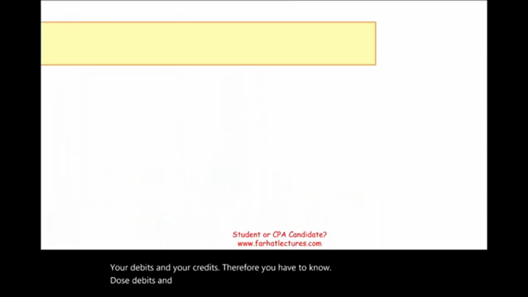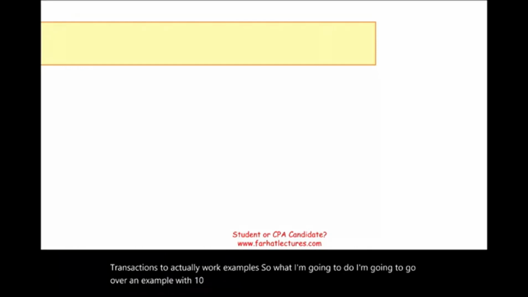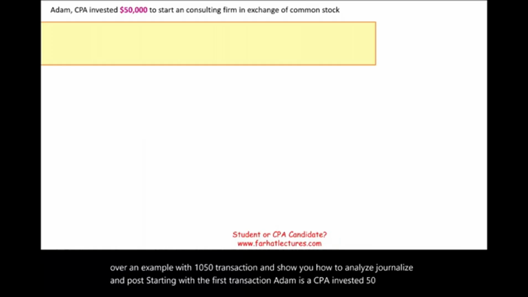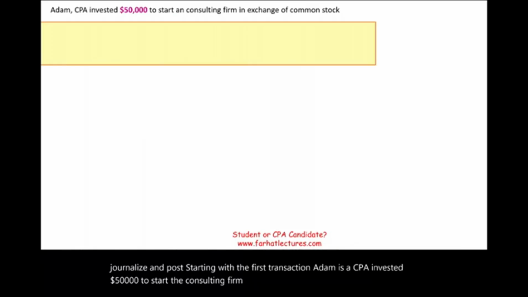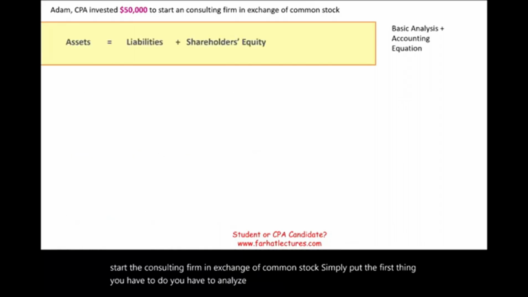Now, the best way to illustrate journalizing and analyzing transactions is to actually work examples. So I'm going to go over an example with 10 to 11 transactions and show you how to analyze, journalize, and post. Starting with the first transaction: Adam, a CPA, invested $50,000 to start a consulting firm in exchange for common stock. The first thing you have to do is analyze the transaction using the accounting equation.